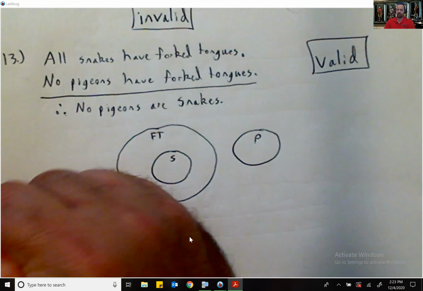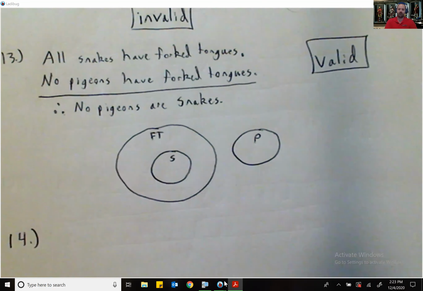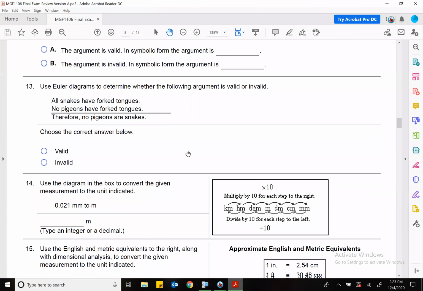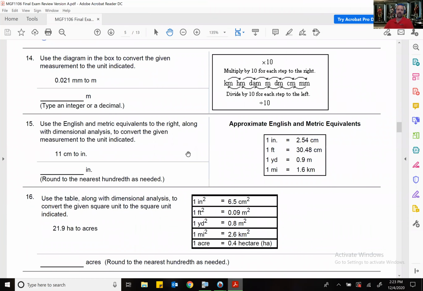Moving on to number 14, starting chapter 9. Yay. All right, so we want to take 0.021 millimeters and turn it into meters. How can we do that? Divide by 10. How many times? 3 times. 1, 2, 3. Okay, just wanted to make sure. I thought you said 2 for a second. So you can divide by 10 3 times.